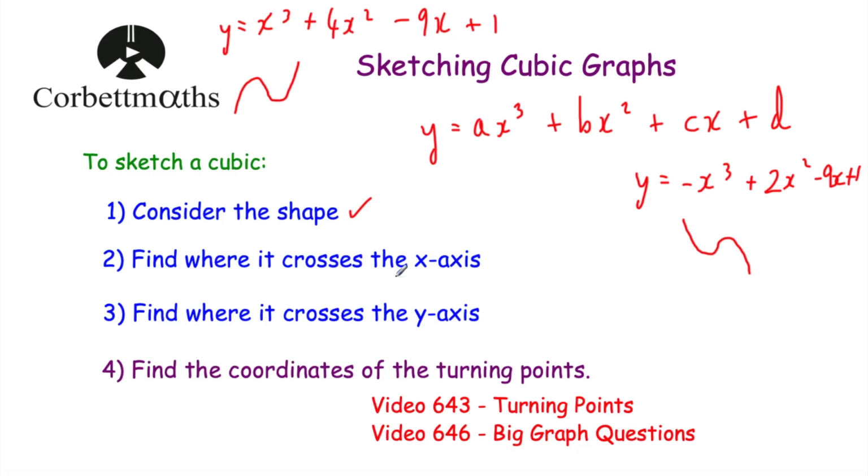Part B, find where the graph crosses the x-axis. Well, to find where it crosses the x-axis, the height's equal to 0, so you'll let it equal 0. So whatever you have in terms of the equation of the graph, you'll let the y equal 0, so it'll be 0 equals, and then whatever it is.